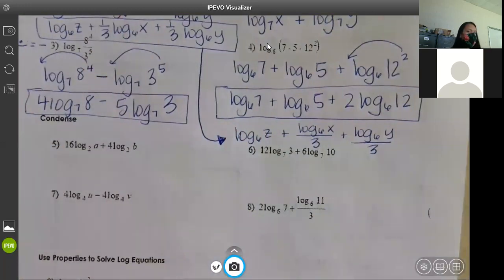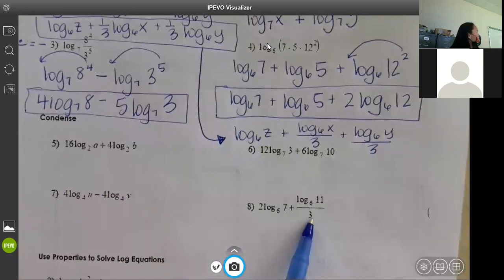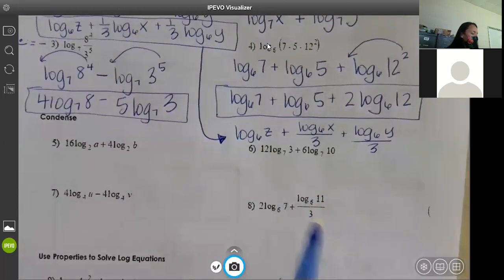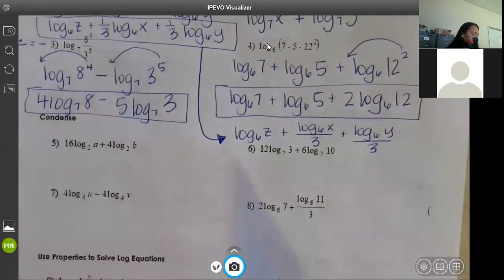You guys see number 8, how they put the 3 on the bottom? That's going to be 1/3 log base 6 of 11. Okay, so we're going to change that in just a minute. So this is what you're going to see instead of seeing it written like this. All right. So 5, 6, 7, 8, those are the ones that you really need to know. And then we're going to solve them on 9, 10, 11, and 12. So we always condense when we solve. We never expand. Okay, so always condense when you solve.